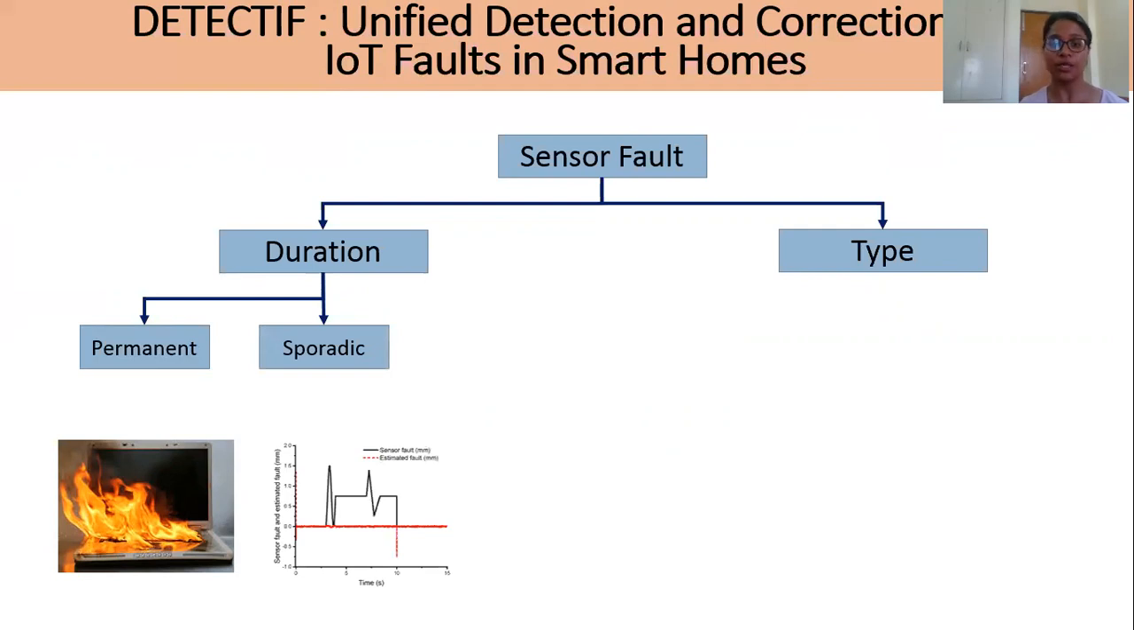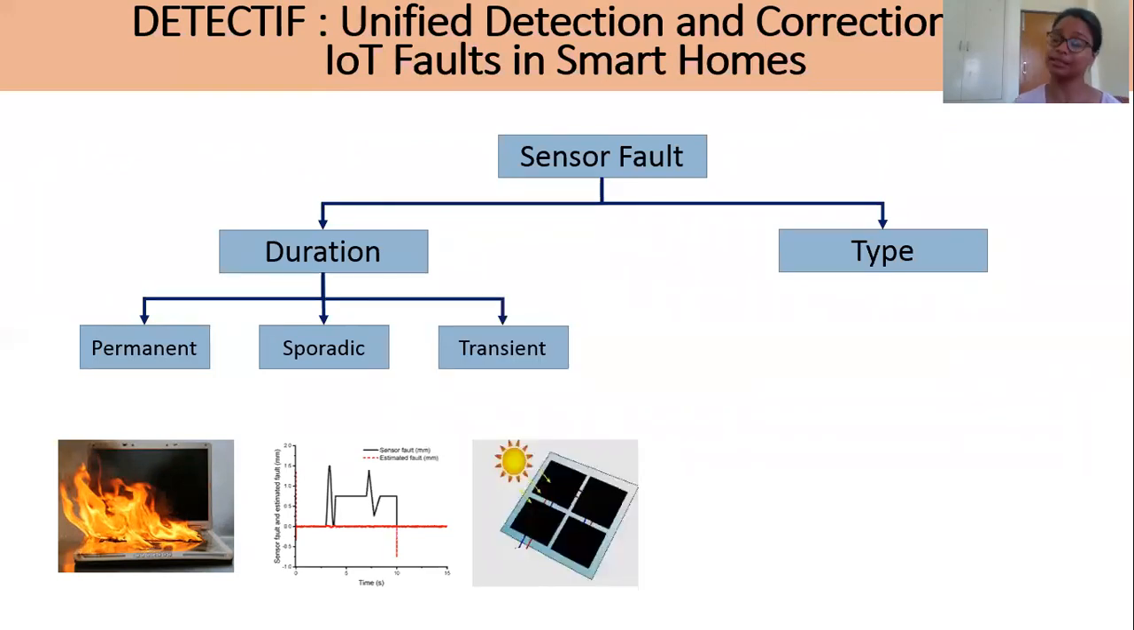The second is sporadic, meaning that there is a certain random change in the sensor characteristics which is not normal. So it can be like a voltage drift. And the third is transient, which is in the middle of these two, and which can span quite a while due to some environmental condition. In this example, sunlight is causing some motion sensor to act faultily.